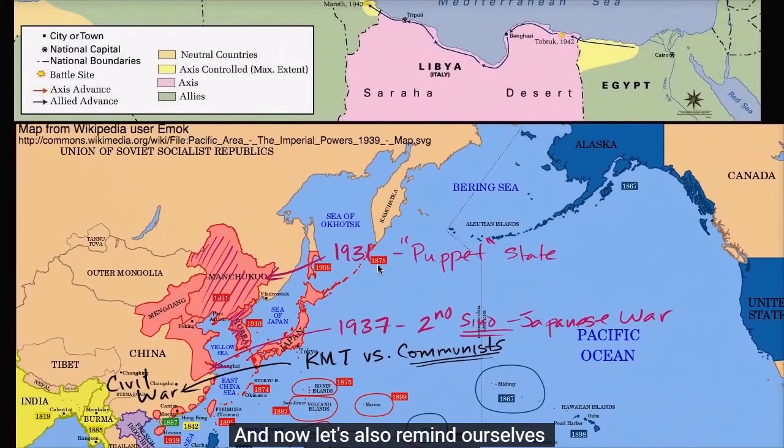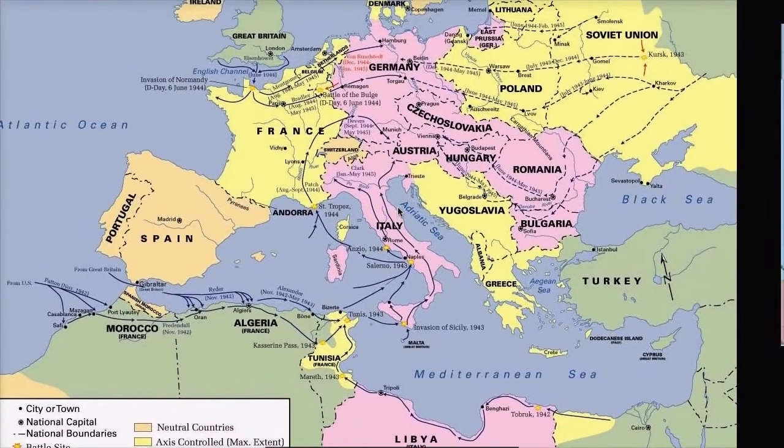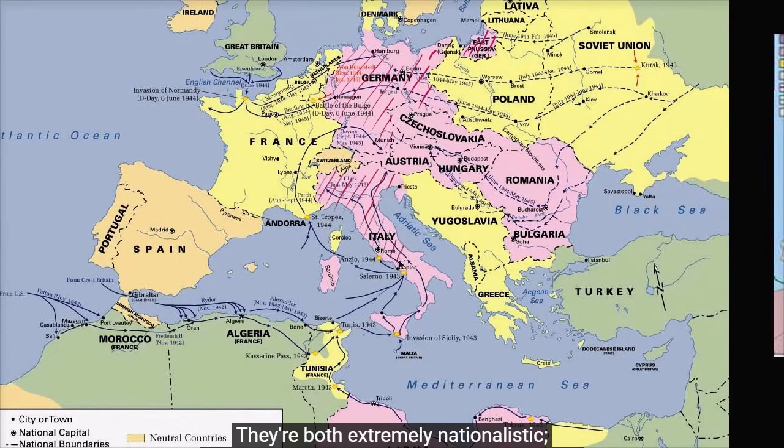And let's also remind ourselves what's happening in Europe. As we go through the 1930s, Hitler's Germany, the Nazi Party, is getting more and more militaristic. So this is Nazi Germany, right over here. They're allied with Benito Mussolini's Italy. They're both extremely nationalistic. They both do not like the communists at all.